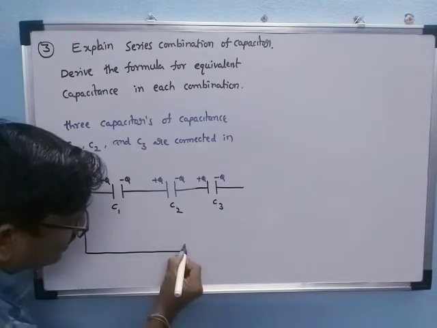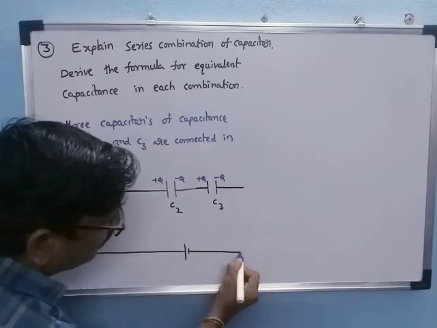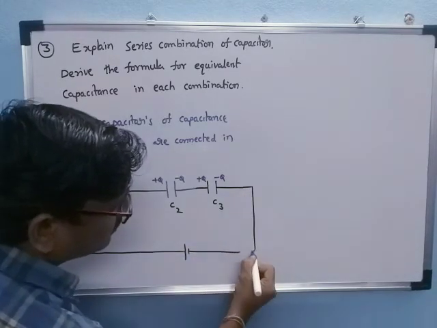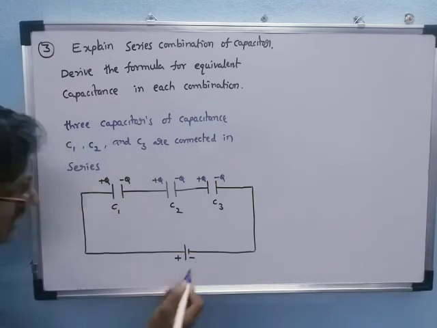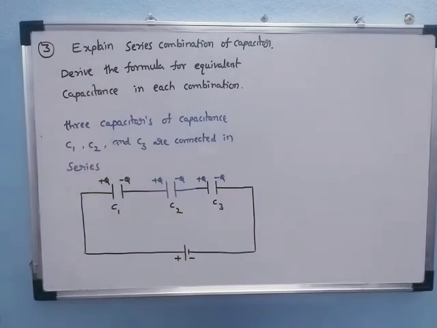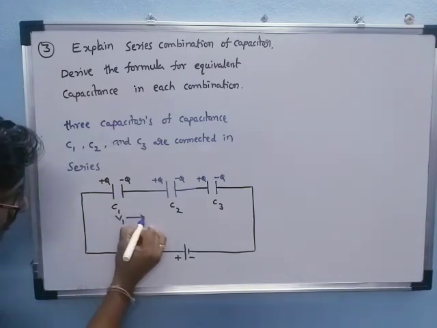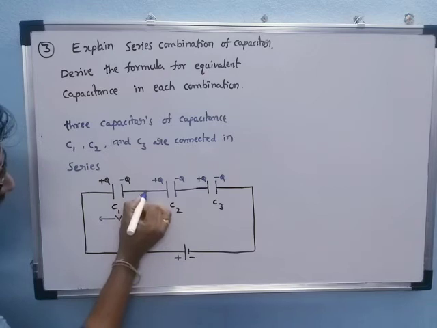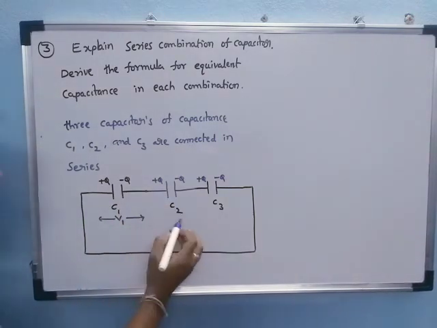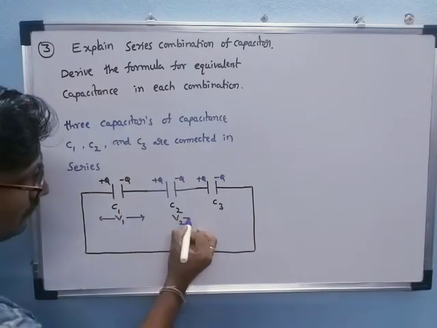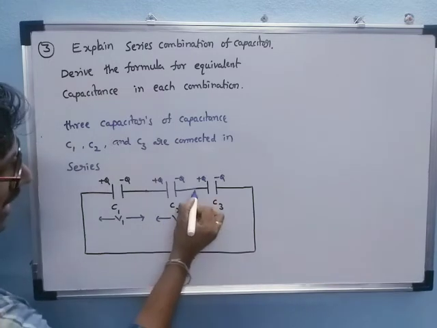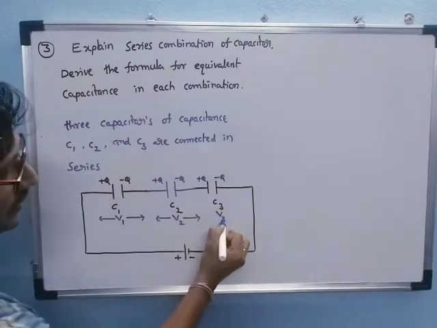They are connected across the positive and negative terminals of a battery. This is the positive terminal and this is the negative terminal. Because the capacitors are connected in series, the battery's potential is divided among the three. The potential difference of the first capacitor is V1, the second is V2, and the third is V3.